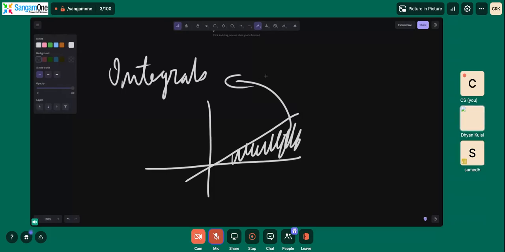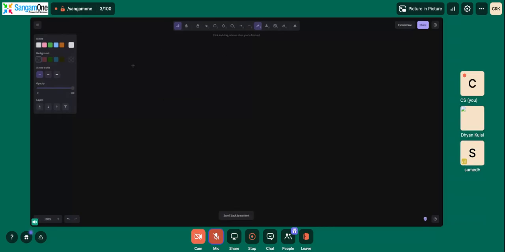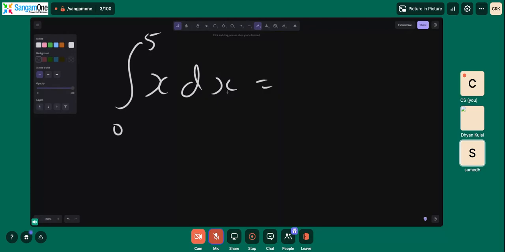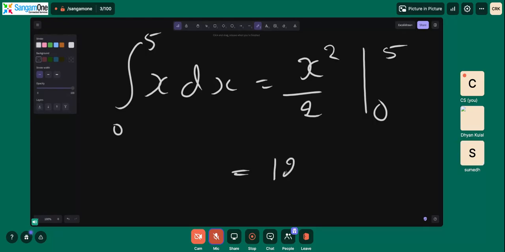I hope it is clear. I think we have learned about basic integrals when we were in 10th and all. So what would be the answer to this question? First we apply the integral formula. x dx means it will be x square by 2. For 0 to 5, what would be the value? We apply it and we get 12.5.